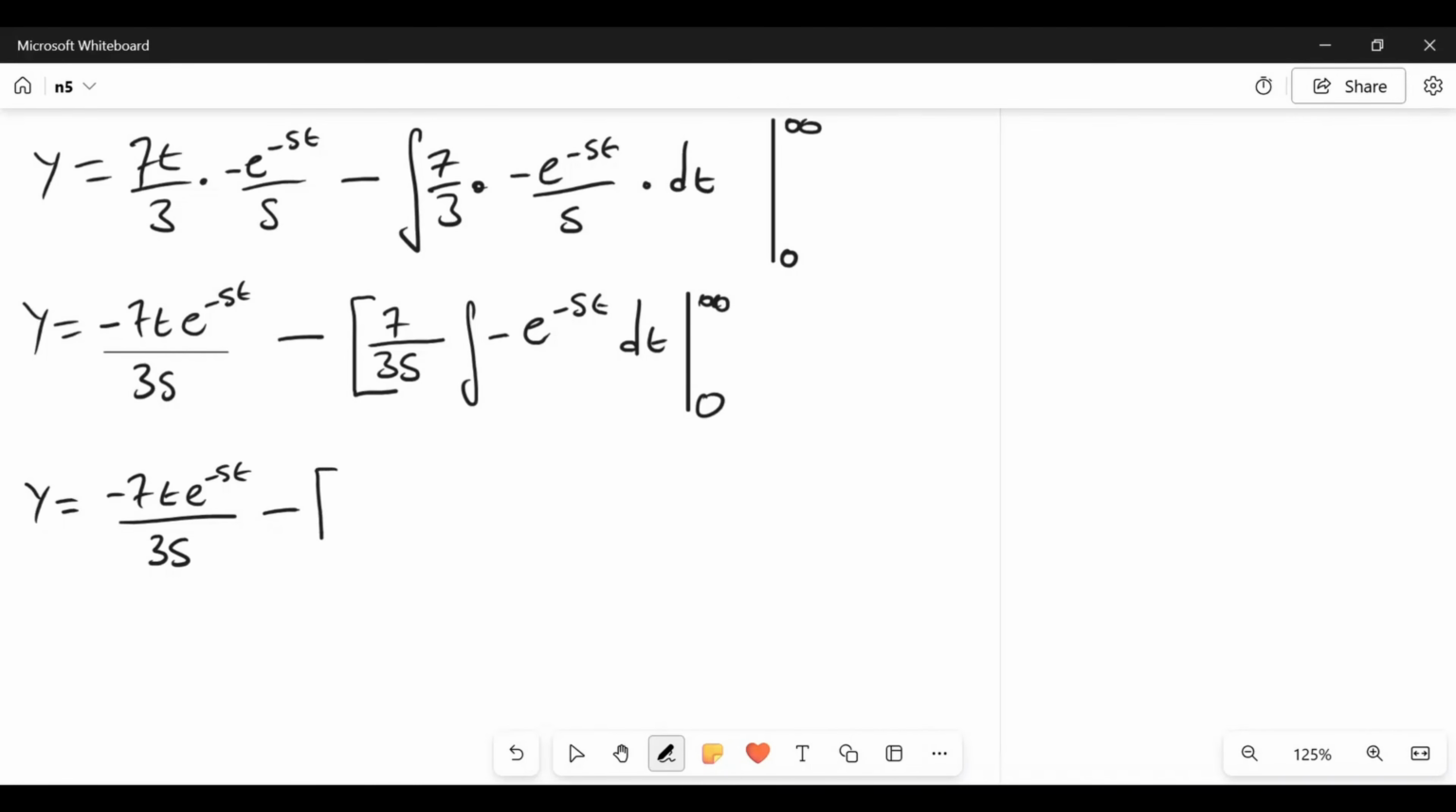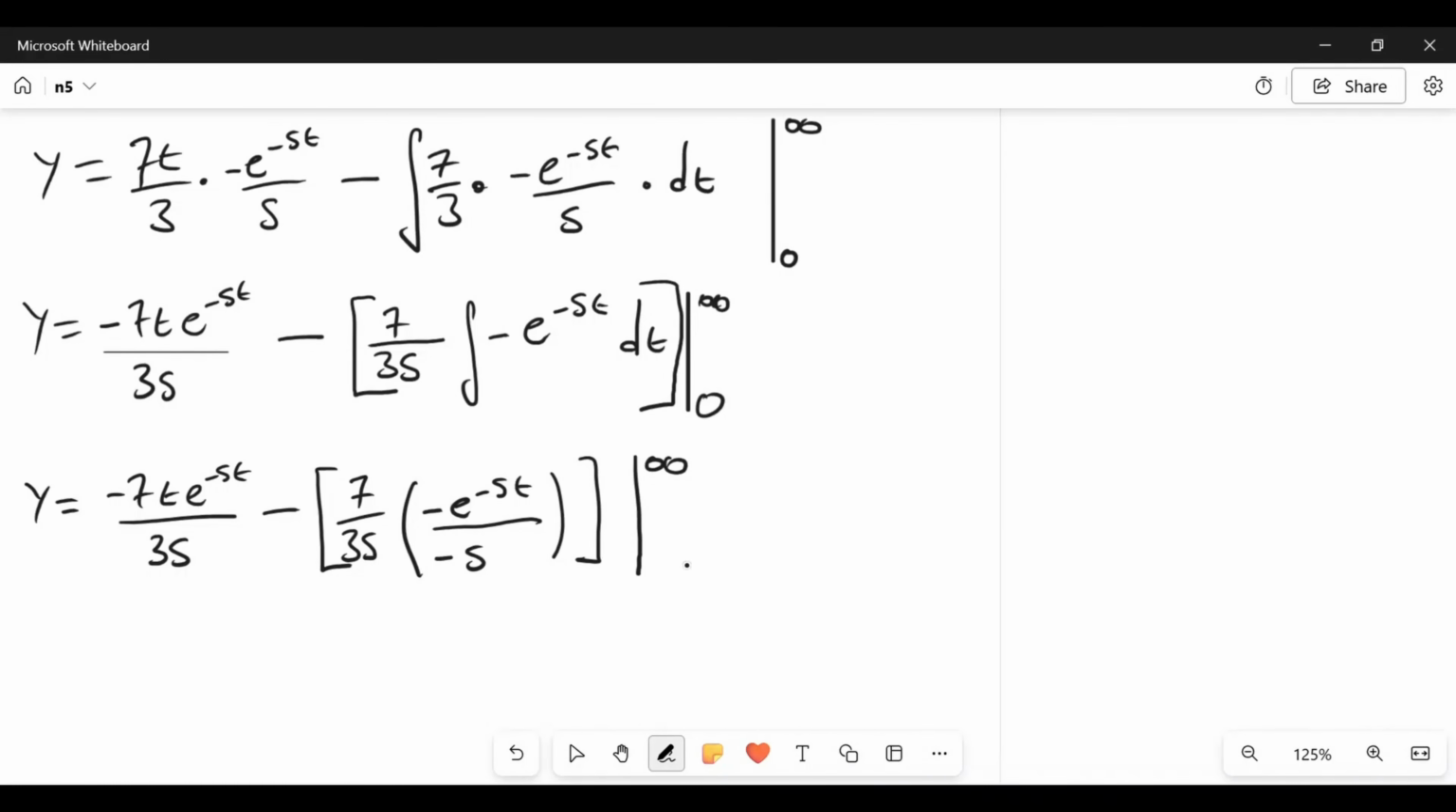Now minus, again, put this inside the bracket. If we look at what we have here, we have 7 over 3s, right? Oh, by the way, I should have put this inside the bracket. We need to integrate negative e to the power of negative st. Let's put it inside the bracket. So we have negative e to the power of negative st divided by negative s there. And then we can say this here, guys, is our upper limit, infinity, and the lower limit there. Right. Let's simplify, guys.